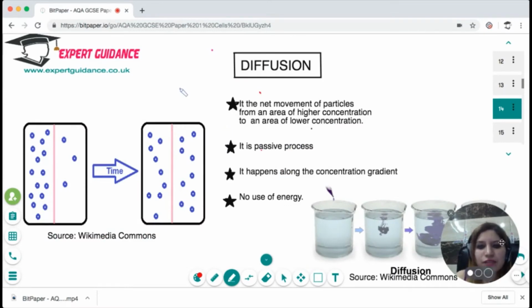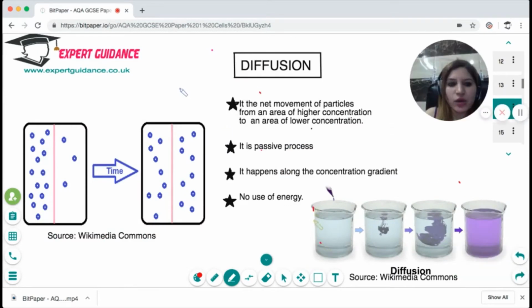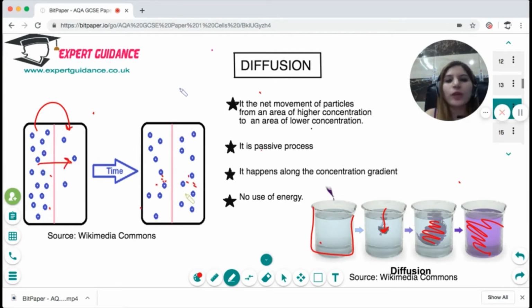Now, if you see this diagram here, this was an empty container of water and a drop of ink, which was purple in color, was dropped. This ink started to spread out, and it spread out evenly until the particles of the ink are evenly distributed in the water. You can see this with this example. There are more particles on the left side as compared to the right side. So the particles with time move from the left side towards the right side until the concentration of the particles is equal on both sides.